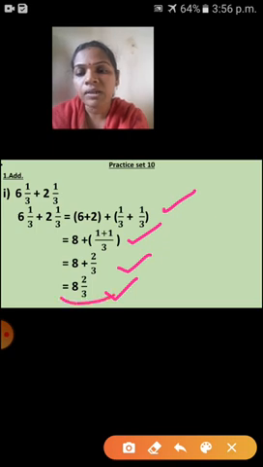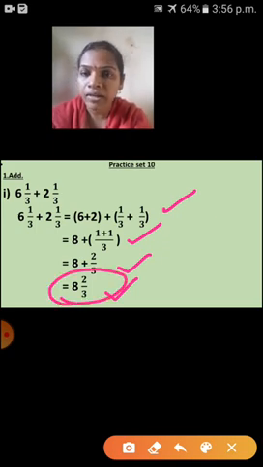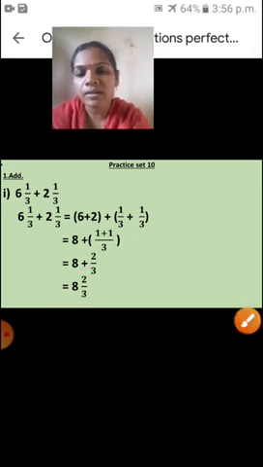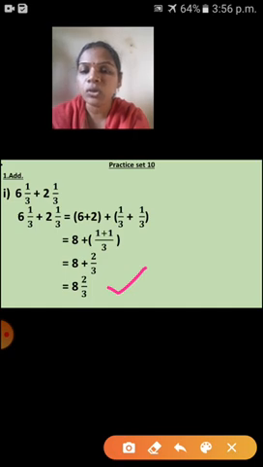So last step, it is time to write our final answer. We have to combine that whole number and proper fraction. So what is your answer here? Yes, 8, 2 upon 3. So children, I hope it is really easy, that addition of like fraction, isn't it?